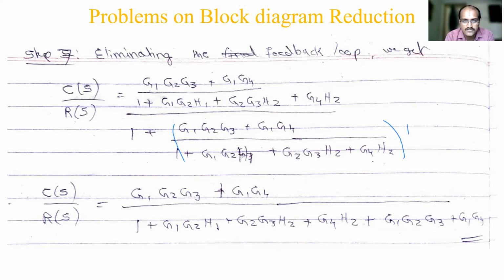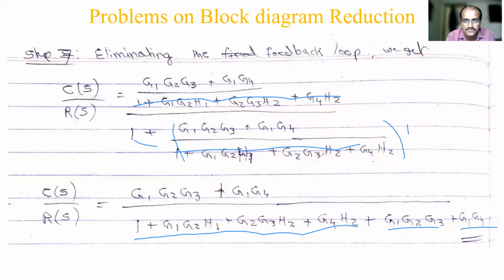So this 1 plus G1, G2, H1, G2, G3, H2, G4, H2 will multiply with this numerator term 1. Okay, so that's why this complete term is 1 plus G1, G2, H1, G2, G3, H2, G4, H2. Okay, then plus, whatever the numerator term is there, it will come over here: G1, G2, G3 plus G1, G4 divided by this value. So this value will then cancel with the numerator denominator. So what is remaining in the numerator is G1, G2, G3 plus G1, G4. So that's your final answer, C of S by R of S, the overall transfer function.